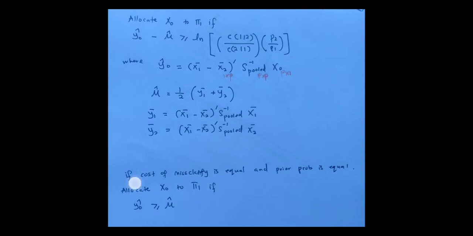Special case, dikata kat sini, if the cost of misclassification, which is the value of C, is equal, the ratio is equal. So this ratio you will get as 1. And prior probability is equal, so this part pun you akan dapat 1 kalau dia sama. So maksudnya dekat sini dia akan jadi ln 1. Bila ln 1, kalau you kira ln 1 will be 0. So if the cost dan juga prior probability is equal, the formula will be like this. Because this part will be 0, kita allocate x0 to pi 1 if y0 hat more than or equal to mu hat. You boleh gantikan mu hat dengan this one, y0 hat dengan this one. Ada yang sama saja. Okay, itu special condition if the cost dan juga probability is equal.